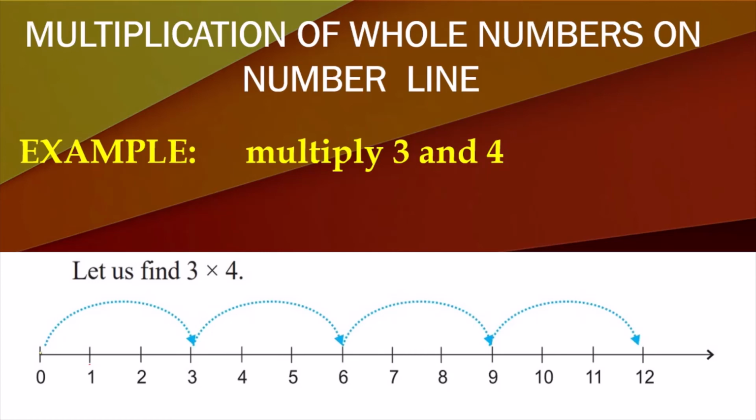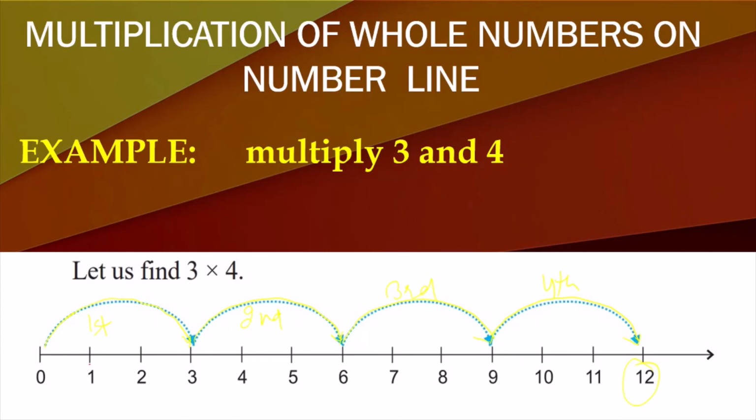Starting from 0, we make the first loop from 0 to 3. Second loop 3 to 6. Third loop 6 to 9 and 9 to 12. So we move 4 times. This is our first time, this is our second time, this is our third time, that is our fourth time. So we move 4 times from 3, adding 3 each time, and we get the final answer, 12. So this is how we represent multiplication on the number line.